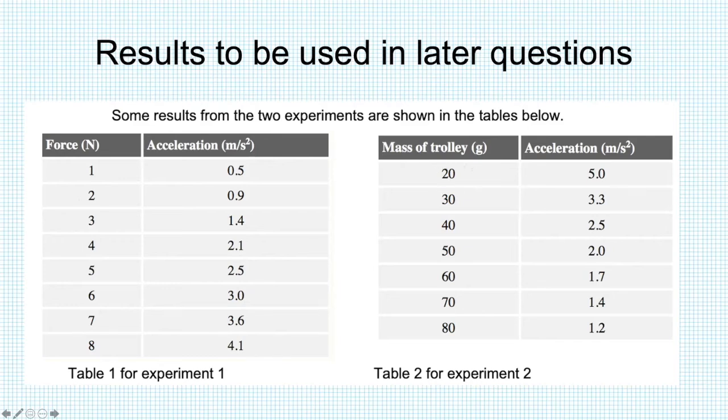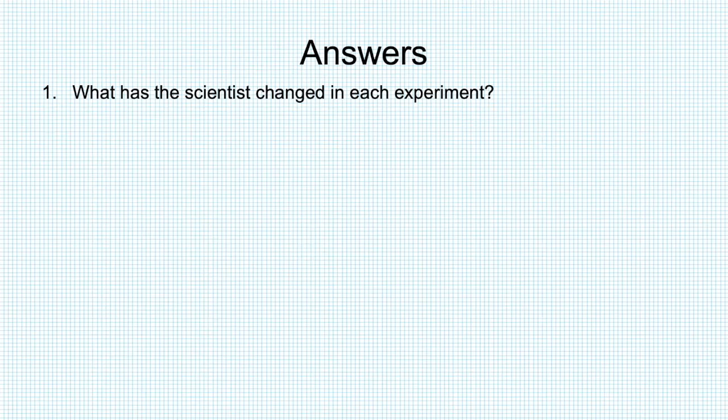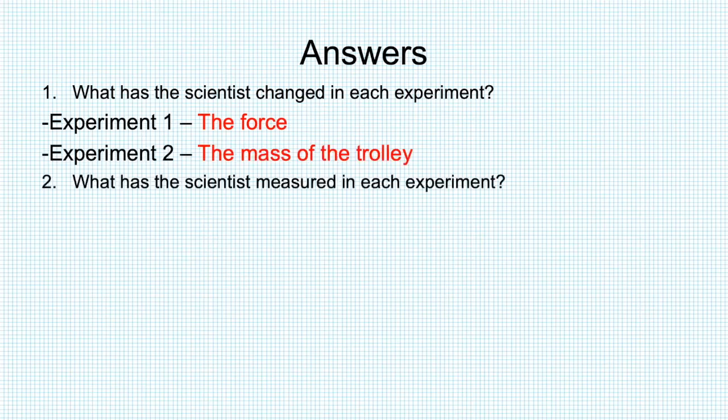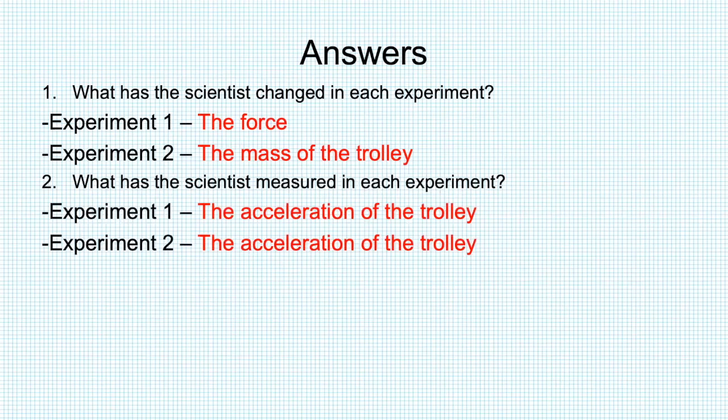A 20-gram trolley will accelerate at 5 meters per second squared, but an 80-gram trolley, so it's heavier, will accelerate at 1.2 meters per second squared. So that is slower. So more mass means a lower acceleration. Now the answers to the questions. What has the scientist changed in each experiment? For experiment 1, we changed the force and measured the acceleration. In experiment 2, we changed the mass of the trolley, or the mass of the system, and measured the acceleration. What has the scientist measured in each experiment? Well, for both experiments, we measured the acceleration of the trolley.